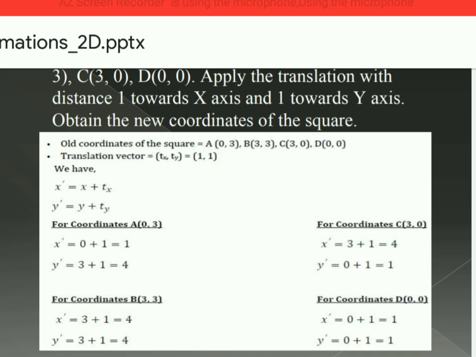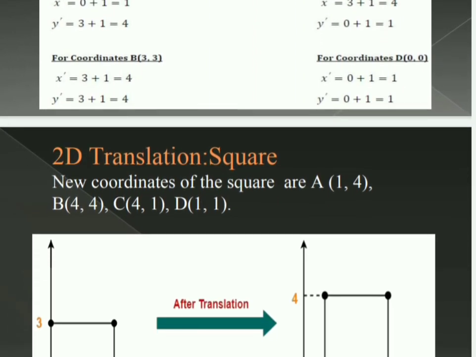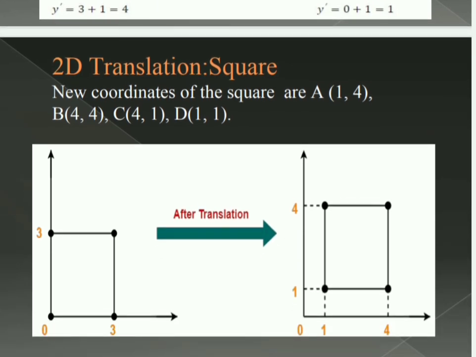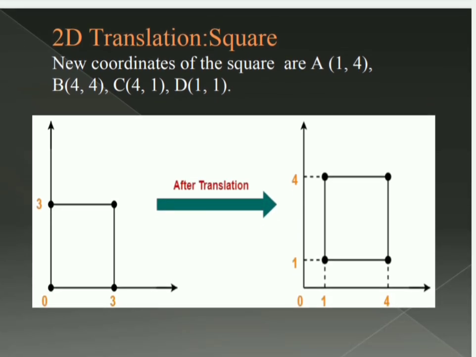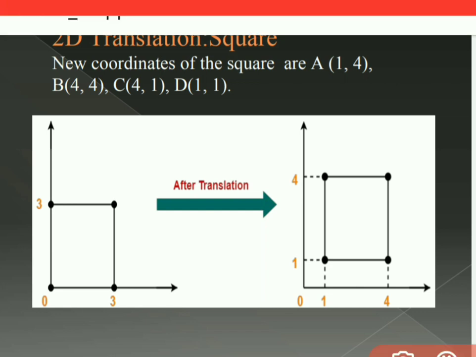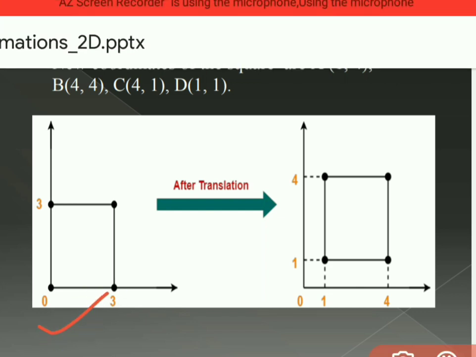So only study all of these. How will you get these new coordinates? After substituting all the values, you will get the new coordinates of the square as (1, 4), (4, 4), (4, 1) and (1, 1). So look at this diagram. This is your original diagram, and after translation it looks like this.